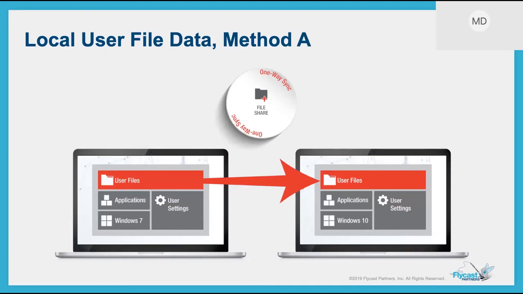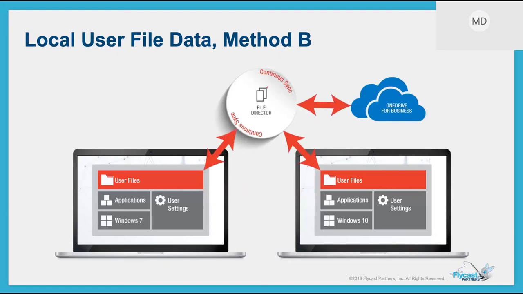As I mentioned earlier, these are different solutions that we can provide one-off demonstrations for you, POCs, if you need to see these things more in depth in action, and talk about the security parameters around them. Here you see method A. In File Director, you can configure to go directly from the old machine to the new machine. That's method A.